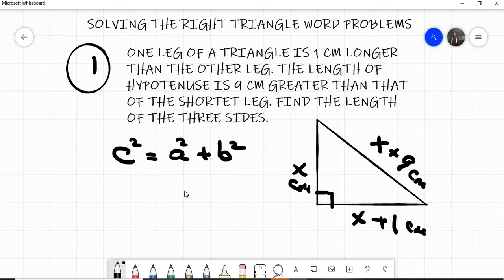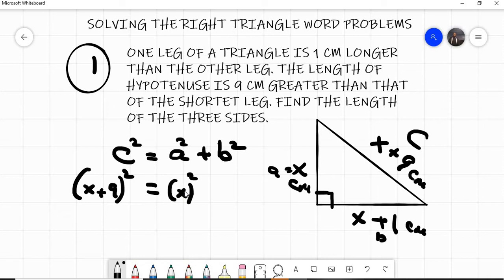First, x we're gonna call a, this one we're gonna call b, and this one is gonna be our c. So then we substitute. In the place of c, we substitute x plus 9, and then we square. Equal a, we substitute by x, then we square. B we substitute with x plus 1, and then we square.